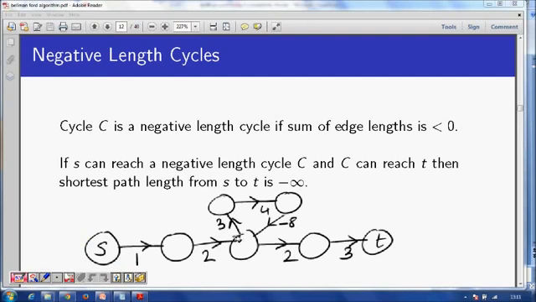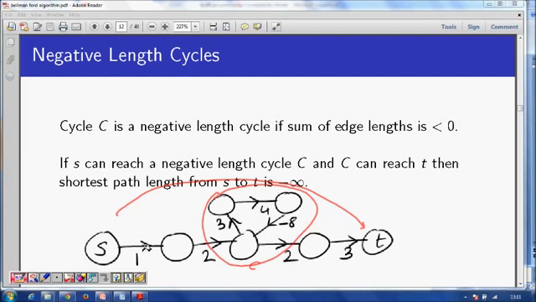This is in fact simple. I want to go from S to T in this graph, and from S I go to this cycle C, and now this is 4 plus 3, 7, and minus 8.